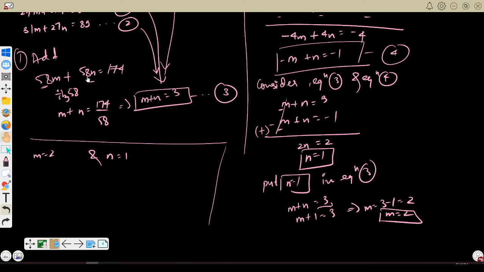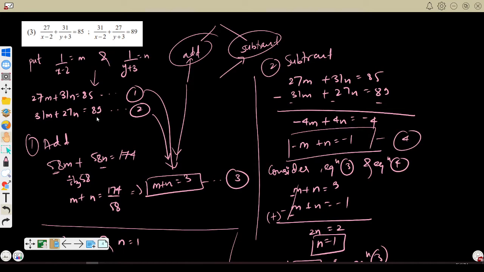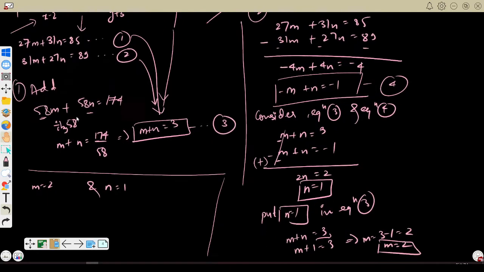But we need to find the values of x and y. The variables that were given to us were x and y. So look at this, what we have already considered. We take m as 1 upon x minus 2 and n as 1 upon y plus 3. So we'll just return the values.